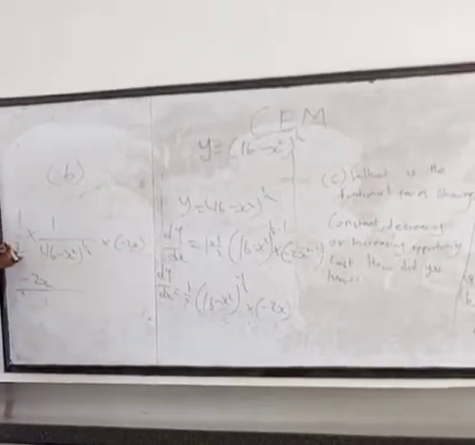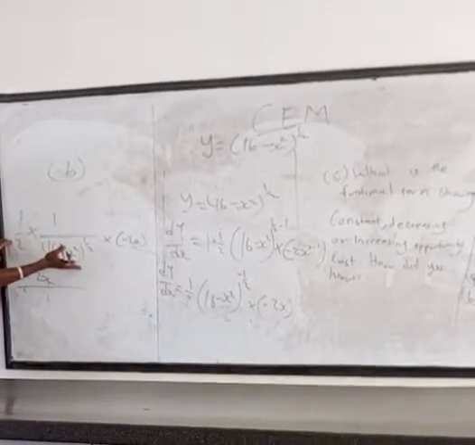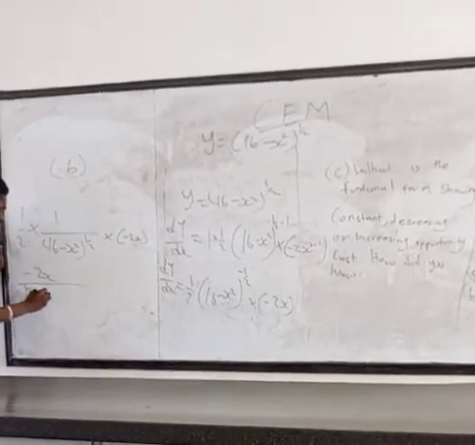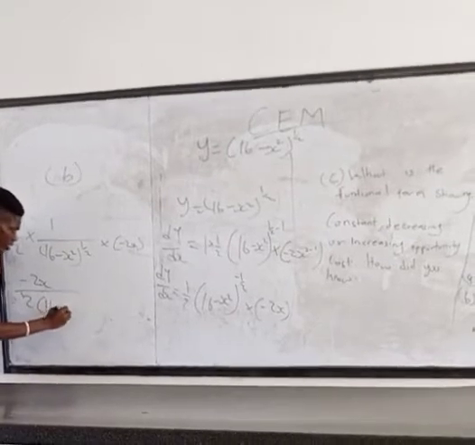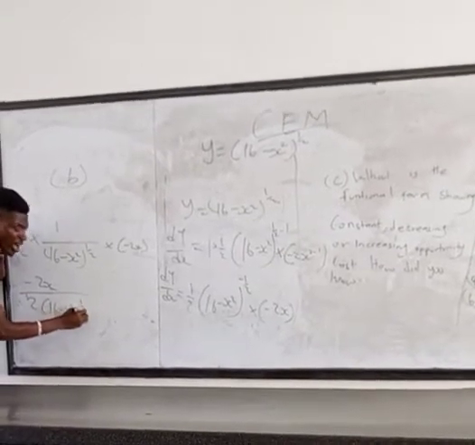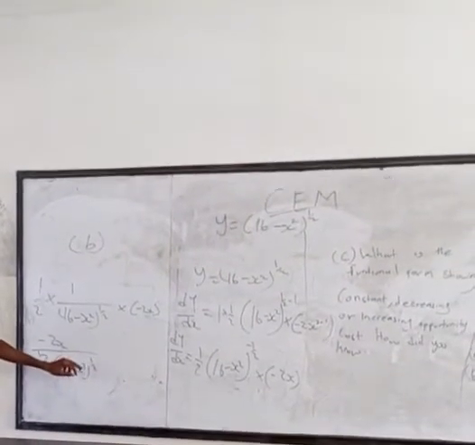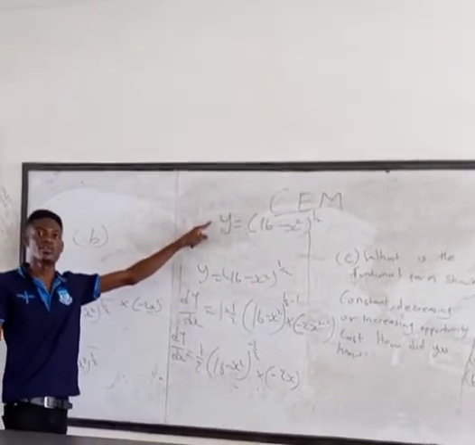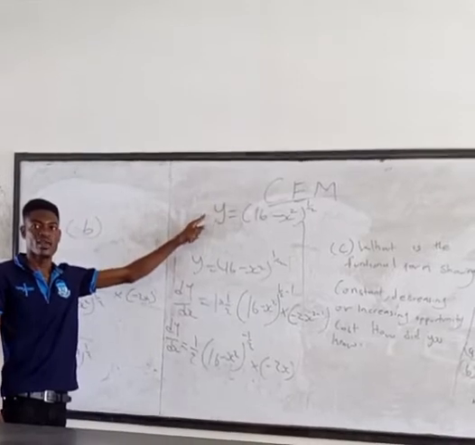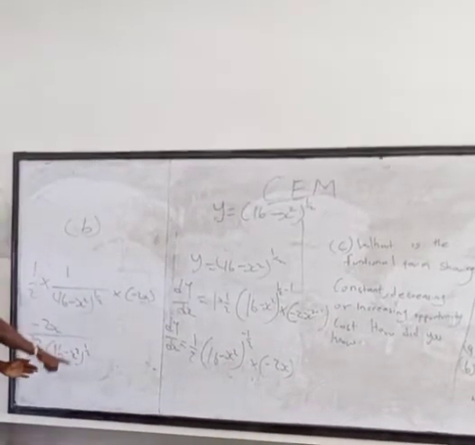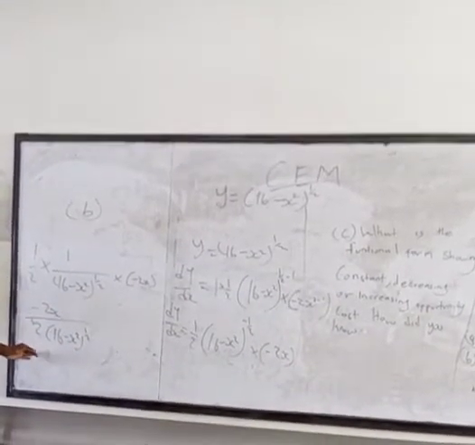Then our denominator, we have 2 times this bracket. So we have 2 times 16 minus s squared raised to the power half. Now, what is 16 minus s squared raised to the power half? Which is the same as what? Y. 16 minus s squared raised to the power half is the same as our y.